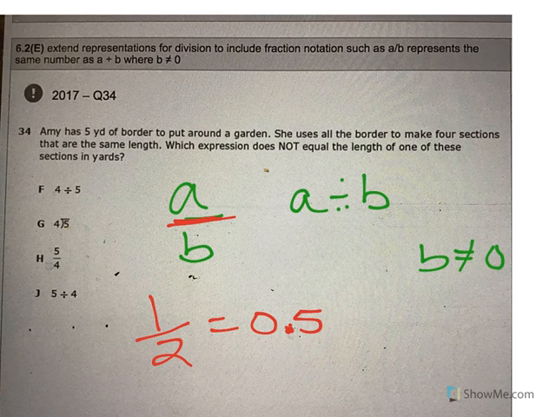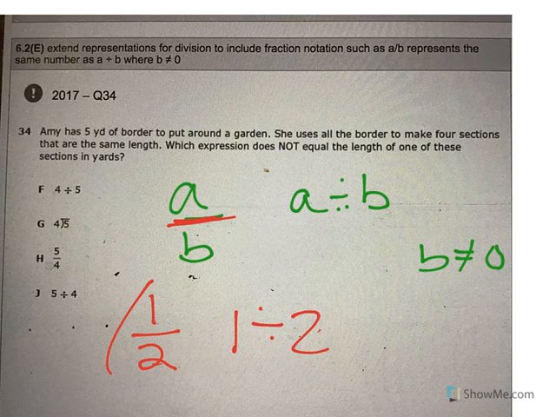Okay? So I need to understand that if I have, let me erase this, 1 over 2, I can write this as 1 divided by 2, and these are equivalent expressions. I can divide 1 by 2 on this one. I can divide 1 by 2 on this one.